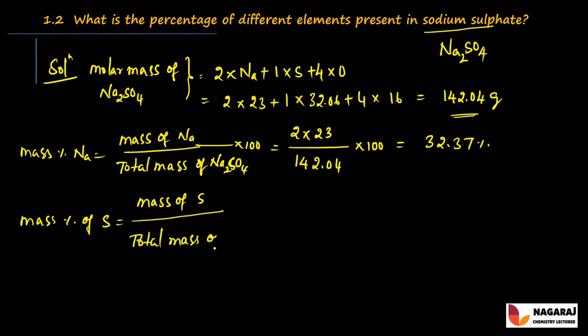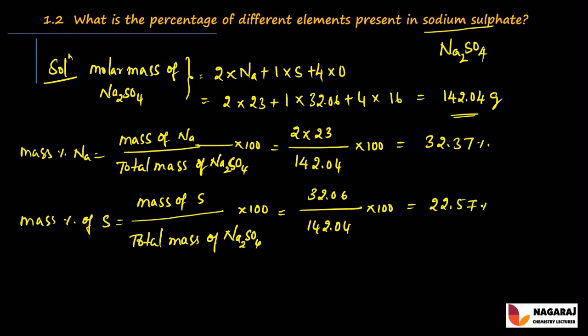Like that, mass percent of sulfur is equal to mass of sulfur divided by total mass of Na2SO4 into 100. In the formula it contains only one sulfur atom, so take only the atomic mass of sulfur. So the atomic mass of sulfur is 32.06 divided by 142.04 into 100. That is equal to 22.57%.